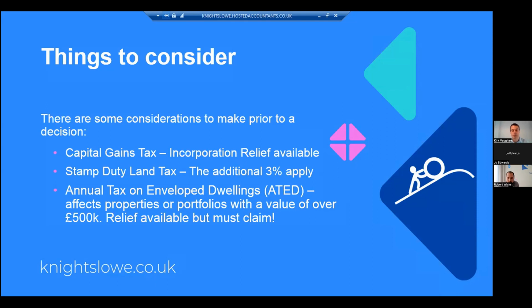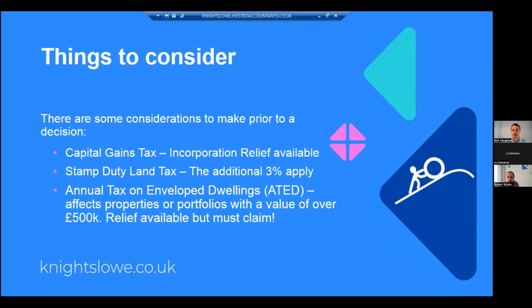The second main tax implication is stamp duty and land tax. As with capital gains tax, when you transfer properties into a company, it's treated for tax purposes as though they are sold at market value. Now, clearly, if you've got a big portfolio and you're transferring that whole value to a company, that's going to attract a very large stamp duty cost, especially because it's going to include the 3% additional rate as well.